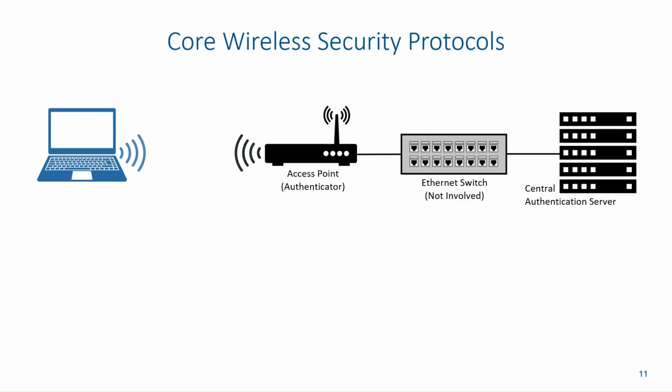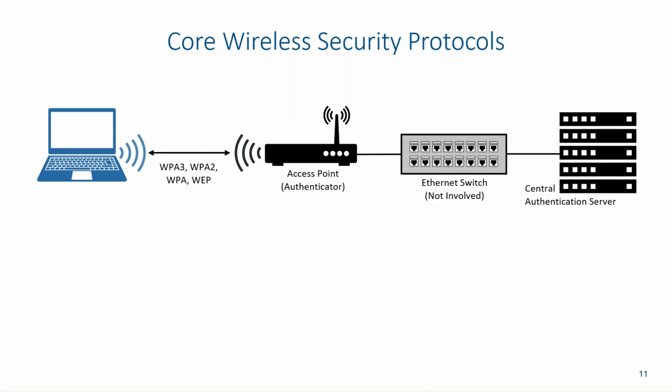In this video, we're going to talk about the core wireless security protocols. So again, you have your central authentication server that's going to verify the credentials of a supplicant that is connected through your Ethernet switch to an access point, which is going to serve as the authenticator. Then you're going to have your device connect to the authenticator via WPA3, WPA2, WPA, or WEP.